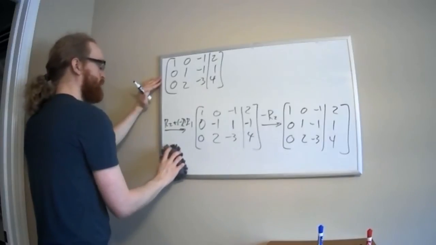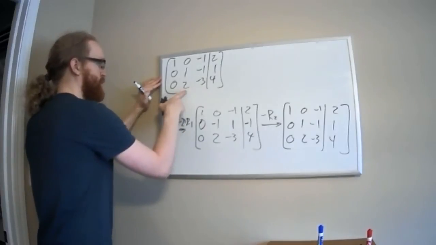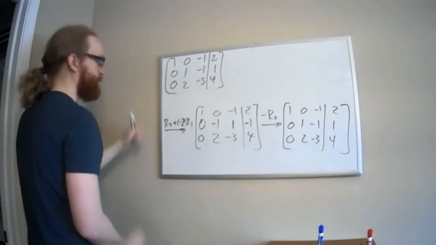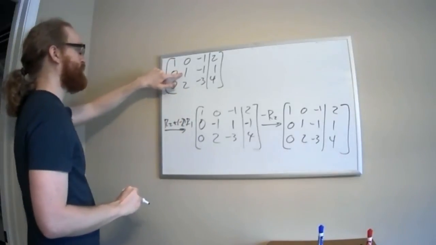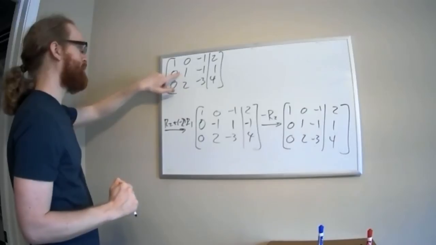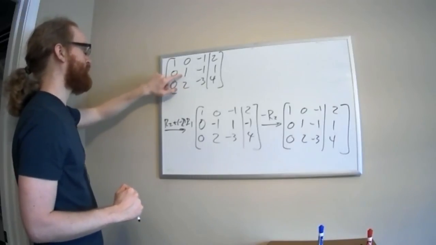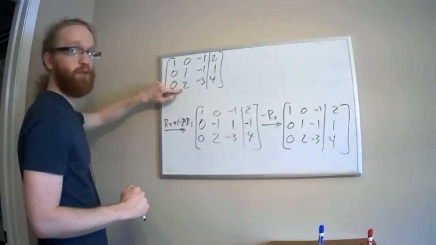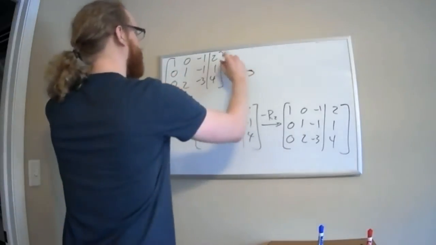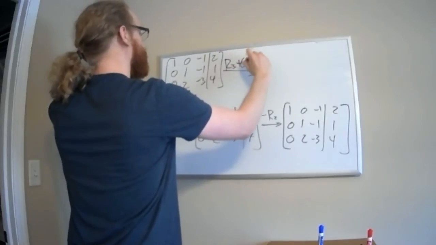Now my next goal is to get a 0 where this 2 is. I want this to be a leading 1, which means it needs to be the only non-zero thing in its column. So I need to get a 0 where this 2 is. Again, to cancel 2, I'm going to take -2 times the second row and add it to the third row. So we'll take row 3 plus -2 row 2.